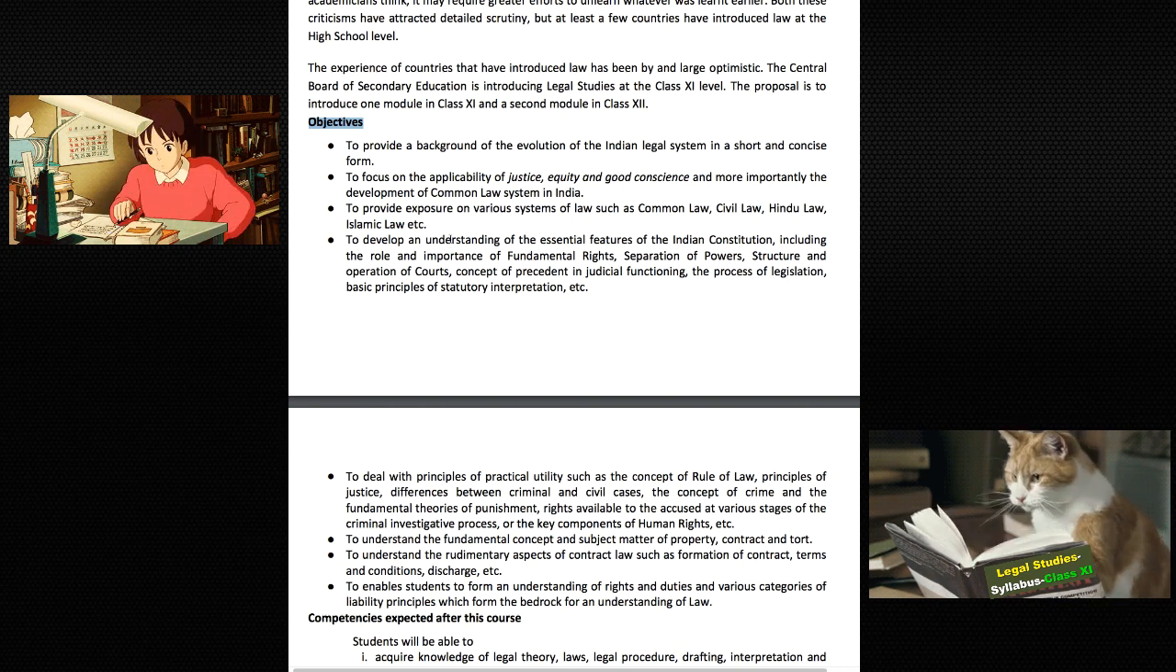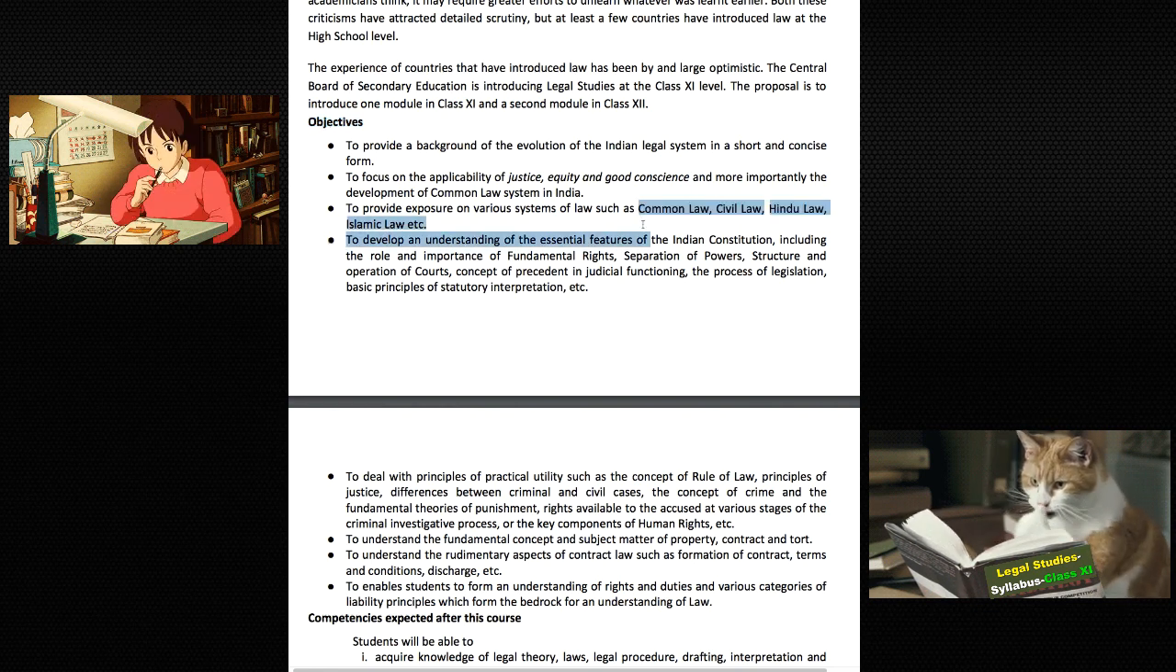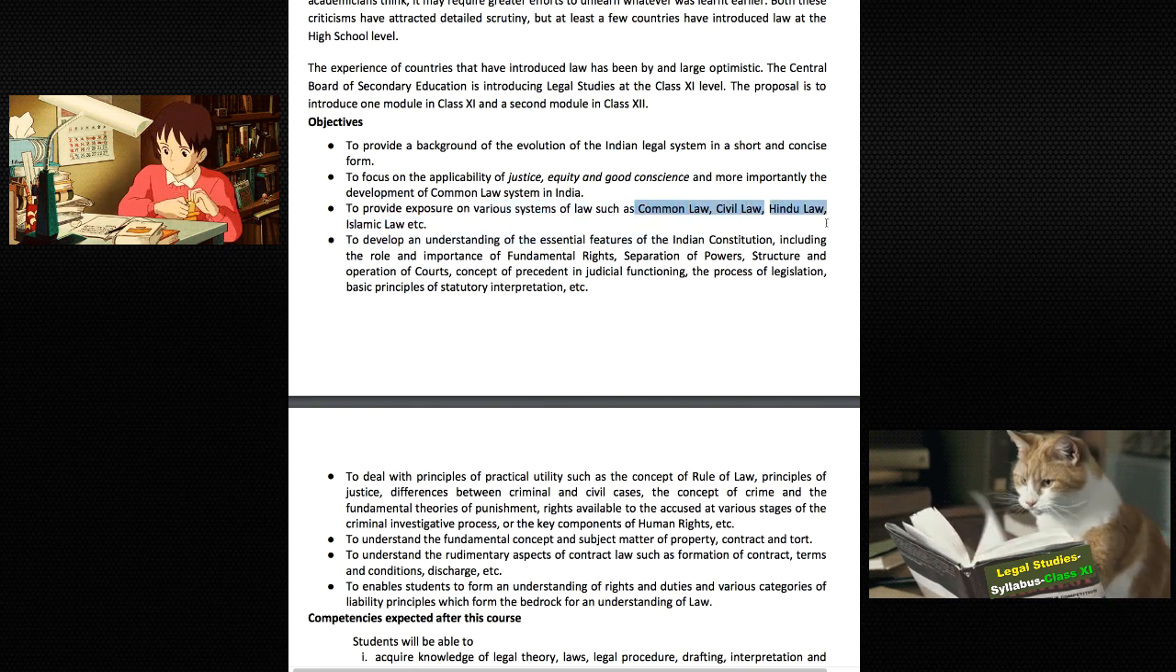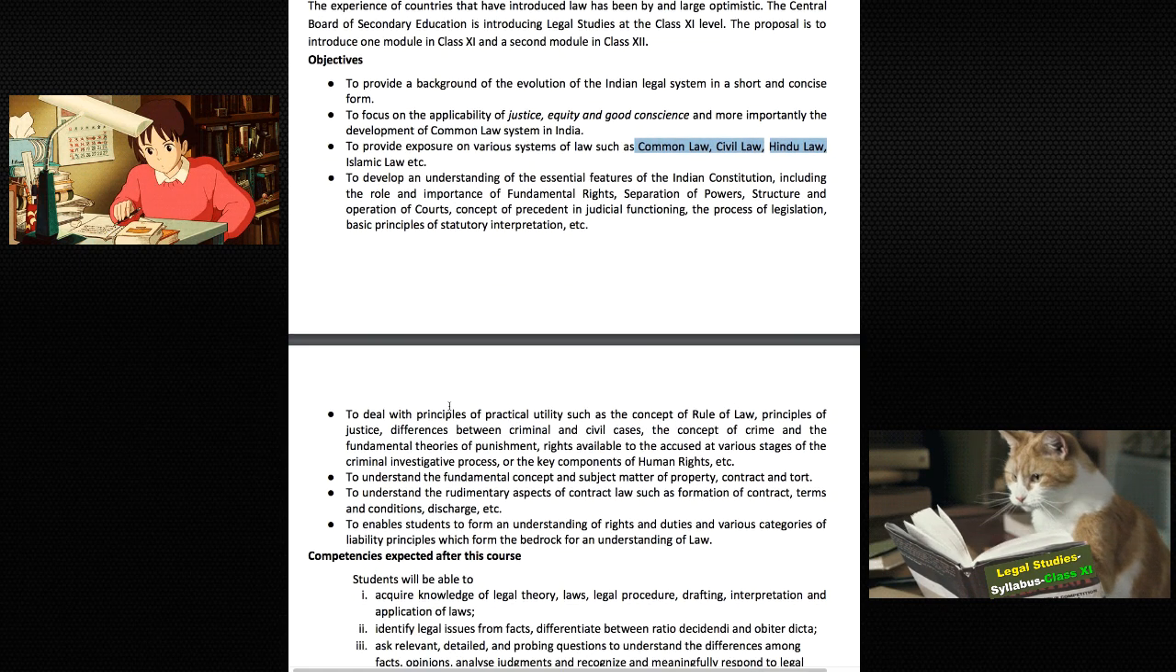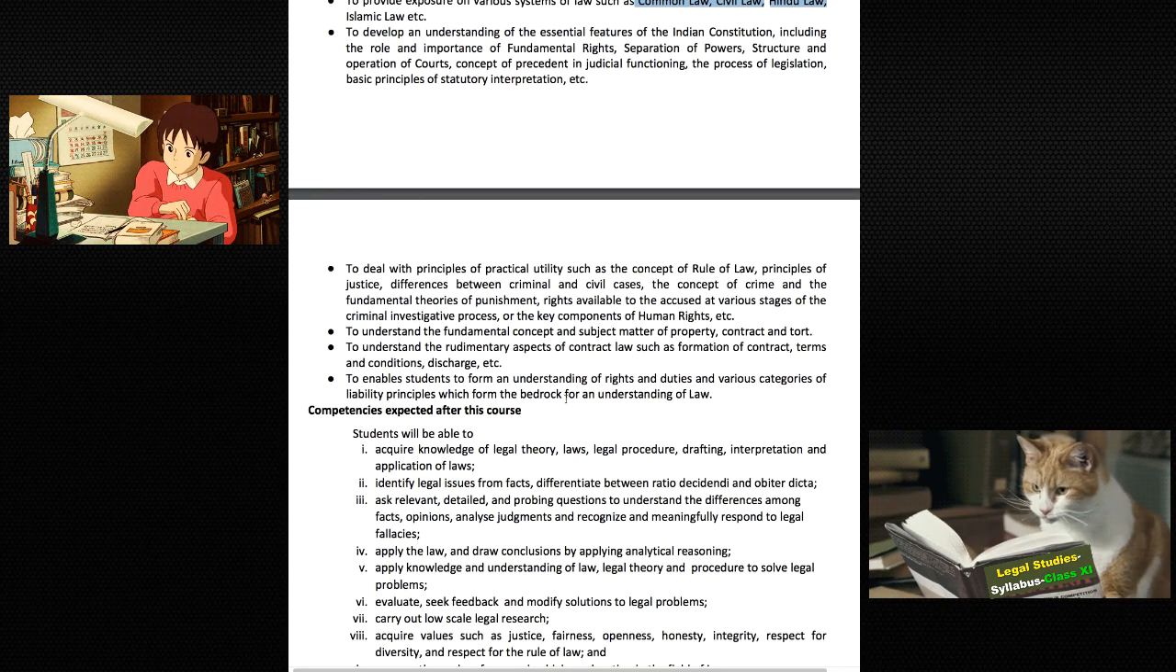Next one is to provide exposure on various systems of law such as common law, civil law, Hindu law, Islamic law. We will study while discussing the chapters what the legal system is. We will study all these legal systems. So you need to know all these things, how it works basically. Similarly, there are so many principles you can study yourself, not much important to discuss in this class.